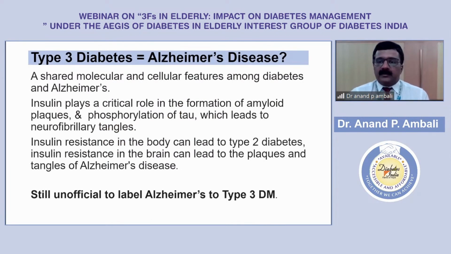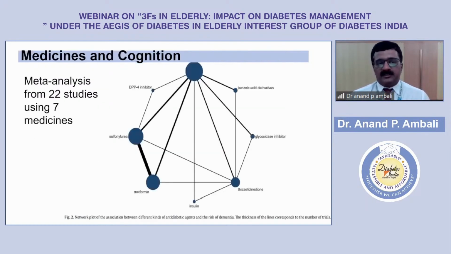Now, can we take this as type 3 diabetes, Alzheimer's disease? All of you here know that, but the audience should know that it is still unofficial to mention Alzheimer's as type 3 diabetes. But why did the concept come? Because insulin plays a critical role in formation of amyloid plaques and phosphorylation of tau, which leads to neurofibrillary tangles. So insulin resistance leads to type 2 diabetes, and insulin resistance in the brain leads to plaque formation. That is the probable pathogenesis that has been described. So some authors mention it as type 3 diabetes, but it is still not an official thing.